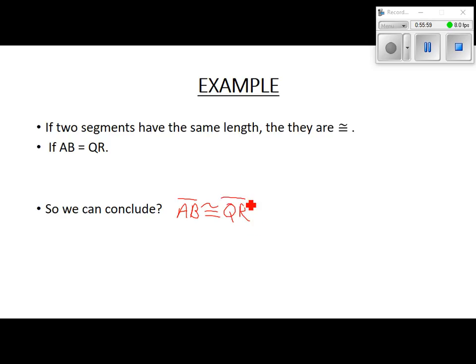Look real quick to make sure you understand this. When I use an equal sign, what did I leave off? The symbols, right? You don't need the symbols because the only two things that can be equal to each other are segments, right? No lines, no rays. They can't be equal. When I use the congruent symbol, I want to put the segment symbols on there.